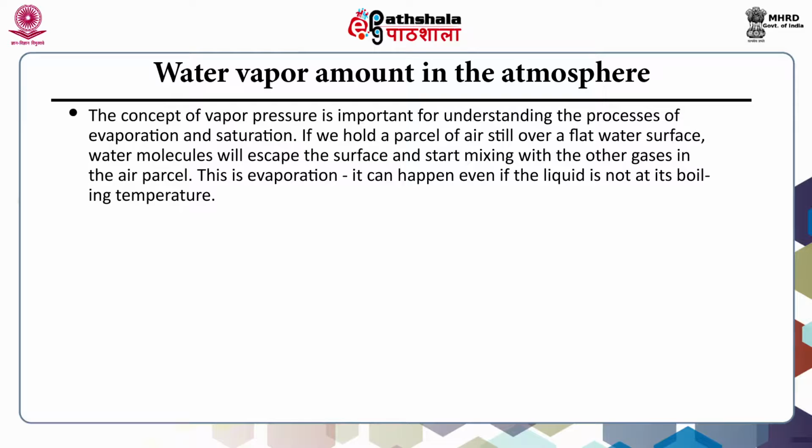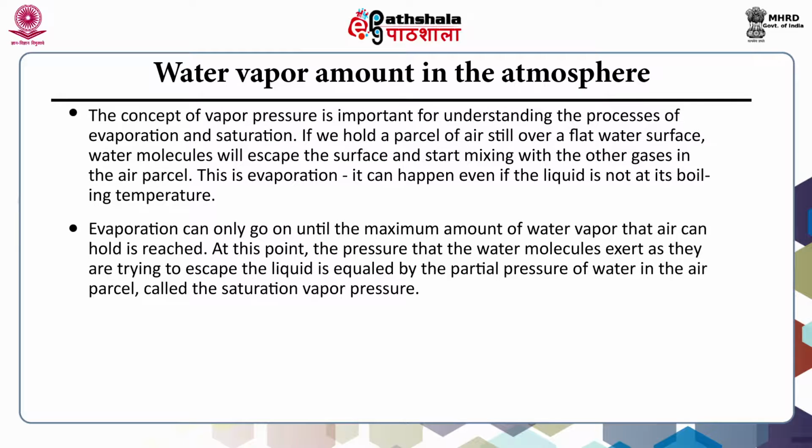If we hold a parcel of air still over a flat water surface, water molecules will escape the surface and start mixing with other gases in the air parcel. This is evaporation. It can happen even if the liquid is not at its boiling temperature. Evaporation can only go on until the maximum amount of water vapor that air can hold is reached. At this point, the pressure that the water molecules exert as they are trying to escape the liquid is equaled by the partial pressure of water in the air parcel, which is called saturation vapor pressure.